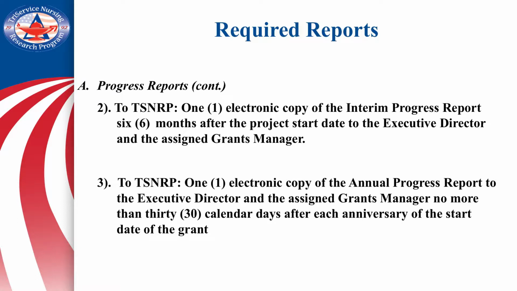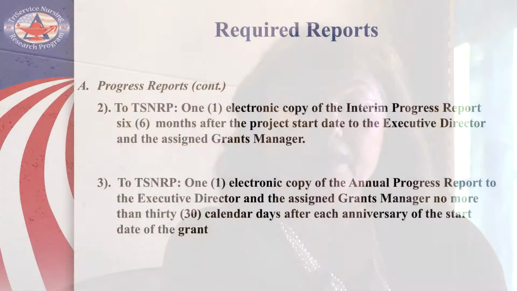The progress report, in terms of the interim report, just gives TSNRP an idea of how you are doing within the first 6 months of the report period starting. So for example, you may not have very much in that first 6-month report other than you've received IRB approval, you've ordered your equipment, you've ordered your supplies, things like that, but it is a way of showing your progress.